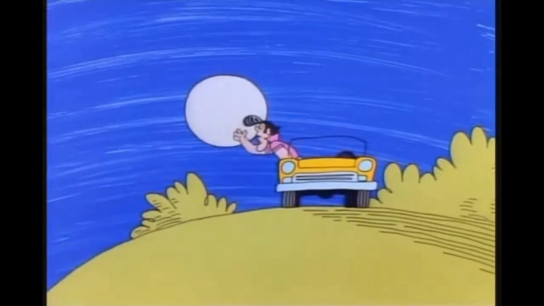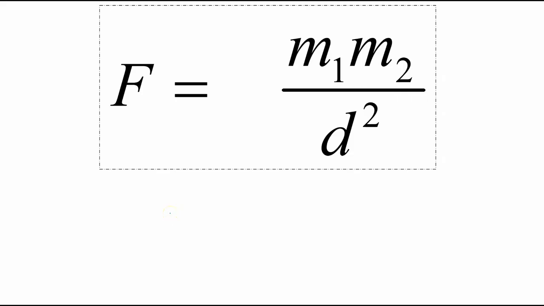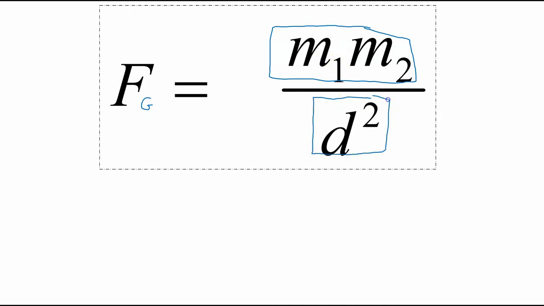Come back, Mary Jean! Here we have Newton's law of universal gravitation in symbols, or the equation. The gravitational force is directly proportional to, as the masses are on top, the product, multiplication of the masses, and inversely proportional to the distance squared.